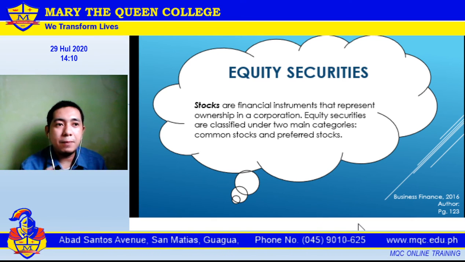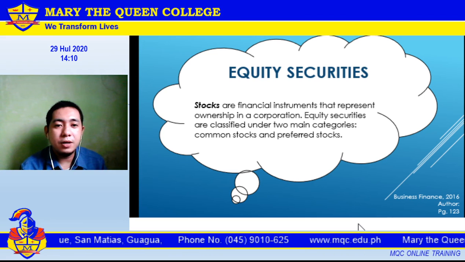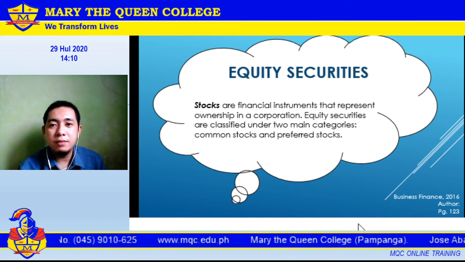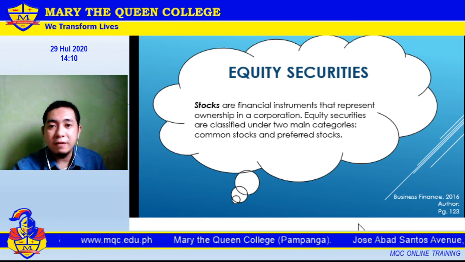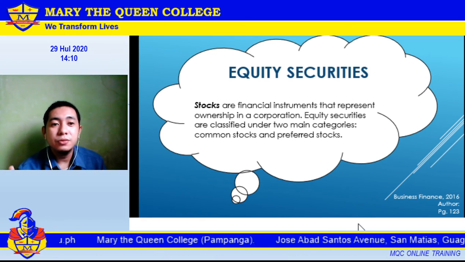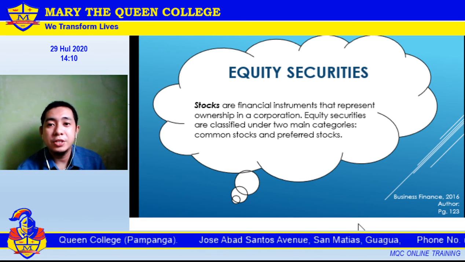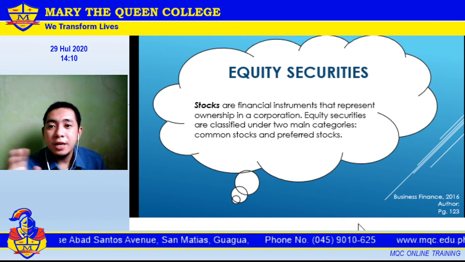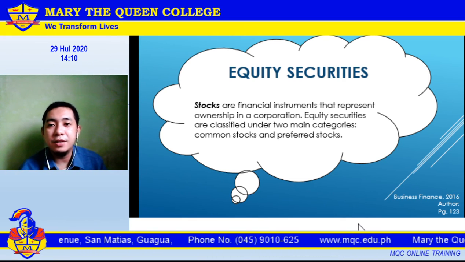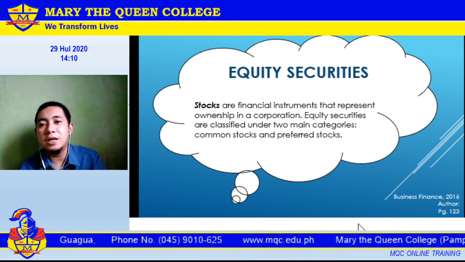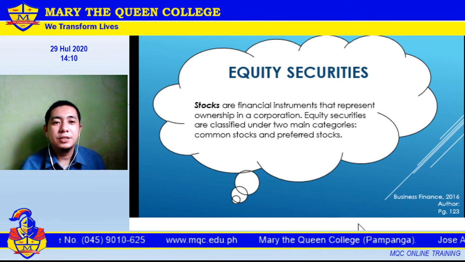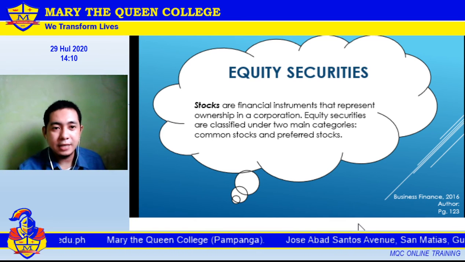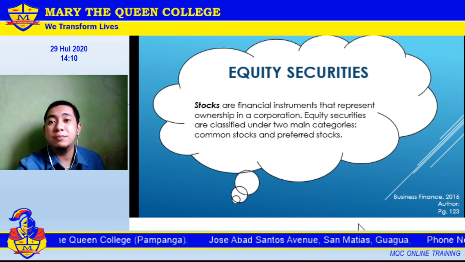No? Now, another investment instrument is equity securities. So, kanina nagpapahiram ang the business. Ito naman, pwede ka mag-invest sa isang business through stocks. So, sa isang corporation. Stocks are financial instruments that represent ownership in a corporation. Equity securities are classified under two main categories. We have common stocks and preferred stocks. So, ang ownership sa isang corporation ay tinatawag na stocks. Okay? So, yun yung investment mo.